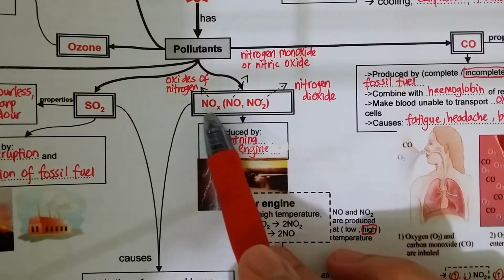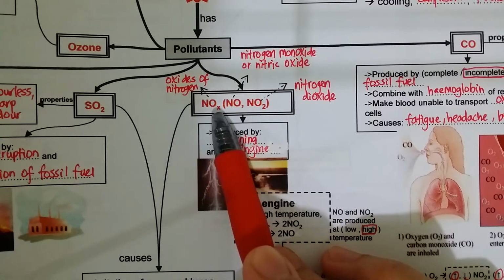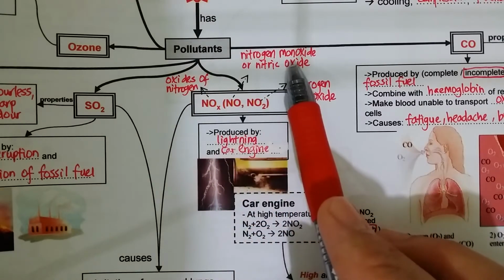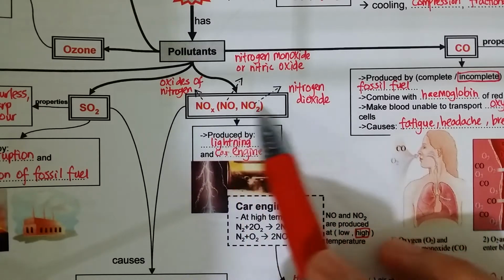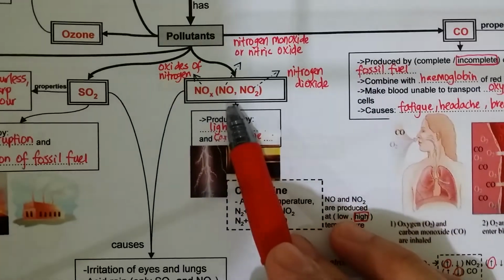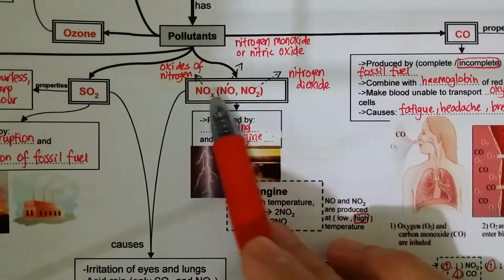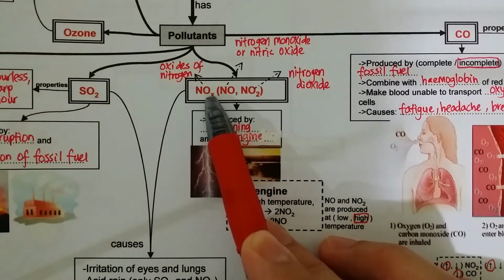Another pollutant is oxides of nitrogen, NOx, whereby this x can be 1 or 2. Oxides of nitrogen refers to nitrogen monoxide or nitric oxide, which are the same, NO, and nitrogen dioxide, NO2. This oxides of nitrogen is produced by lightning activity, because it is produced at a very, very high temperature.